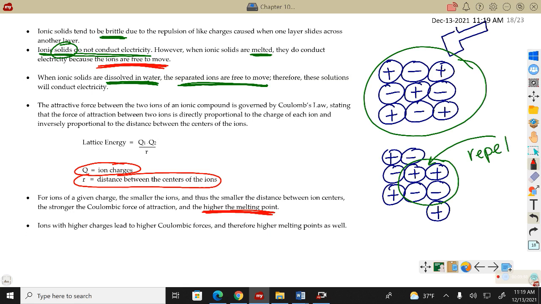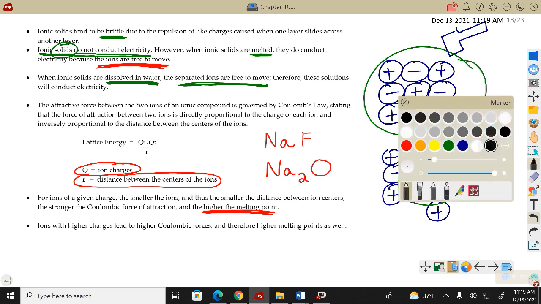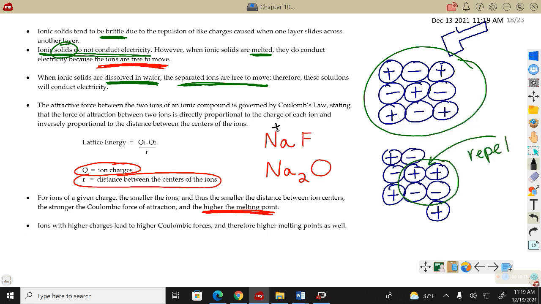Let's say I had something like sodium fluoride versus, maybe something like sodium oxide. And I could say, well, number one thing I'm going to look at is the magnitude of the charge. Number one factor, +1, -1, +1, -2. If I've got stronger charges, higher charges, that's going to give me a higher attraction.